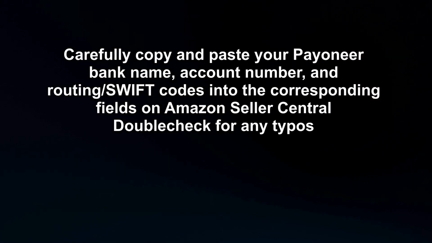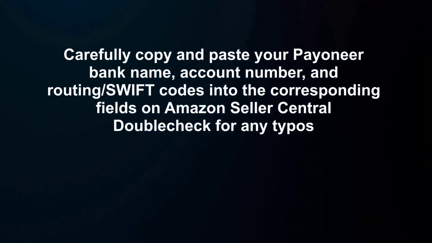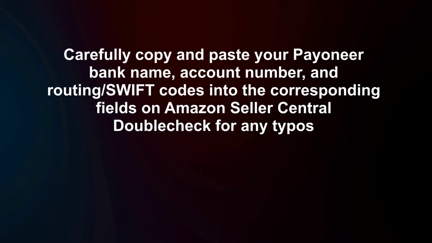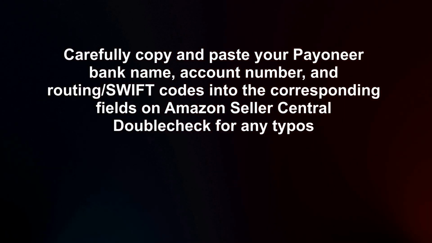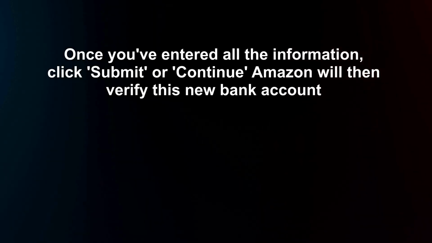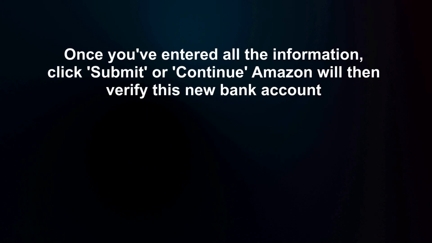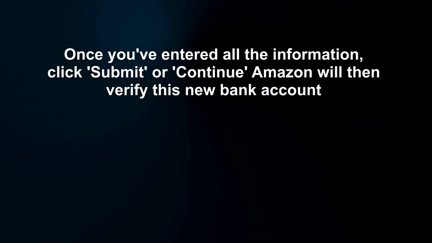Carefully copy and paste your Payoneer bank name, account number, and routing SWIFT codes into the corresponding fields on Amazon Seller Central. Double check for any typos. Once you've entered all the information, click Submit or Continue. Amazon will then verify this new bank account.